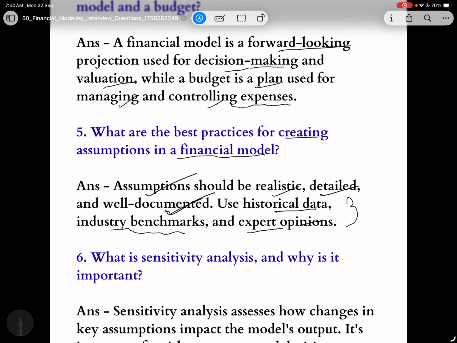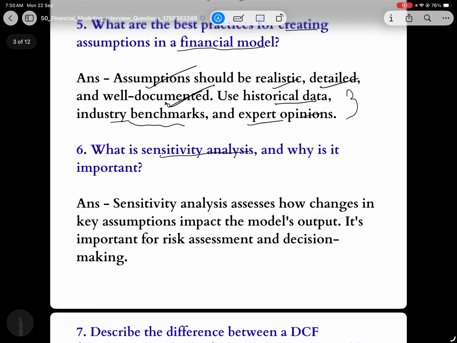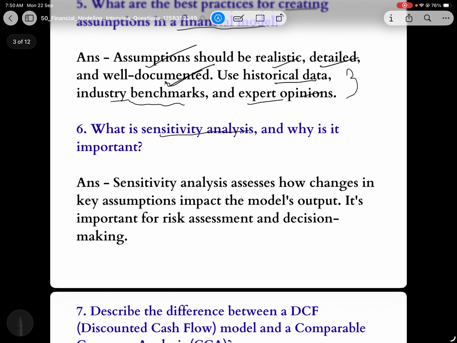Normally it's done in a reporting format, right? So in that, our assumption should be very clear. Next thing is we do sensitivity analysis. And why is it important, right? So sensitivity analysis is nothing more but an analysis of risks basically, right?